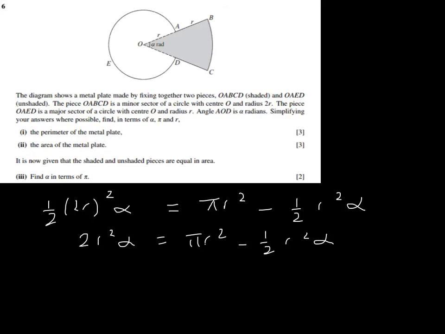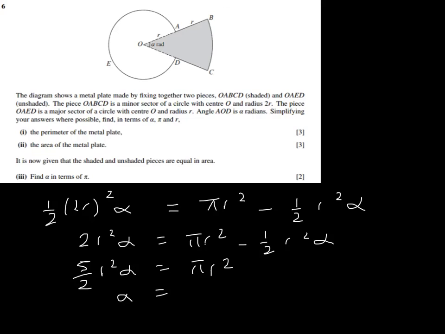Cool. So what we can do is, because I'm trying to get alphas together, I'm going to add half r squared alpha to both sides, technically. So what I'm going to get over here is 2.5, which is the same as 5 over 2, r squared alpha, that's going to be the same as pi r squared. And then what I want to do is get alpha here by itself. So I'm going to divide through by 5 over 2 r squared on this side here.